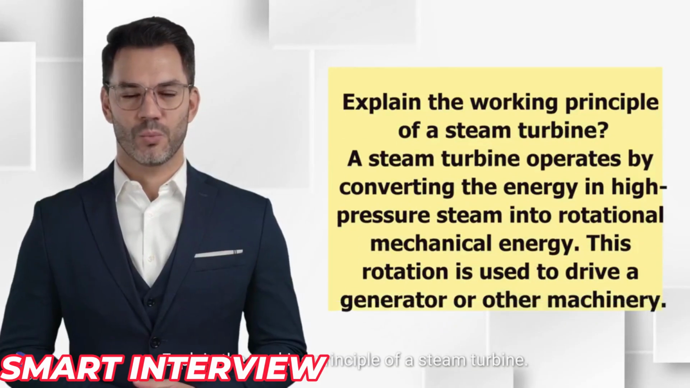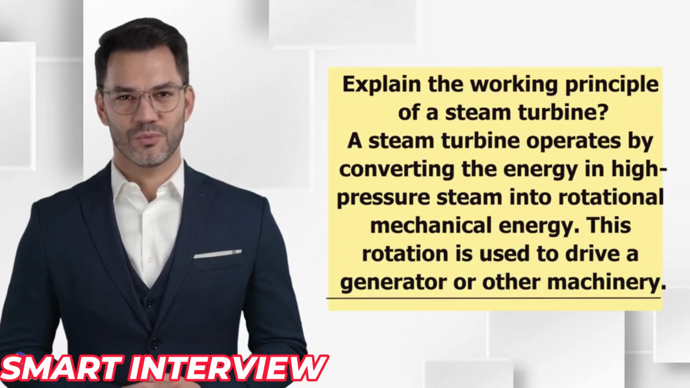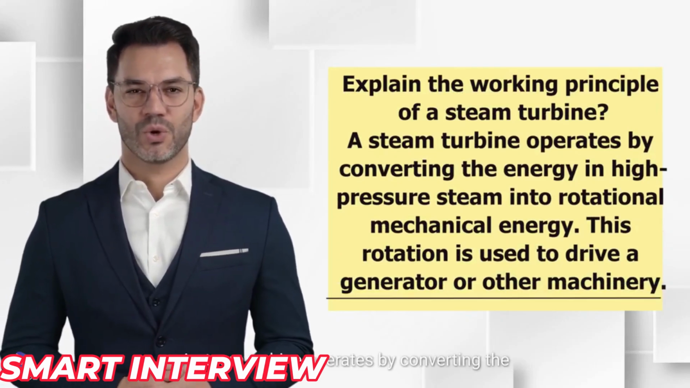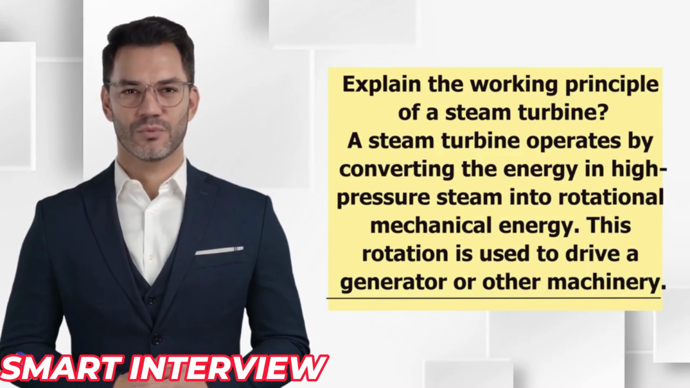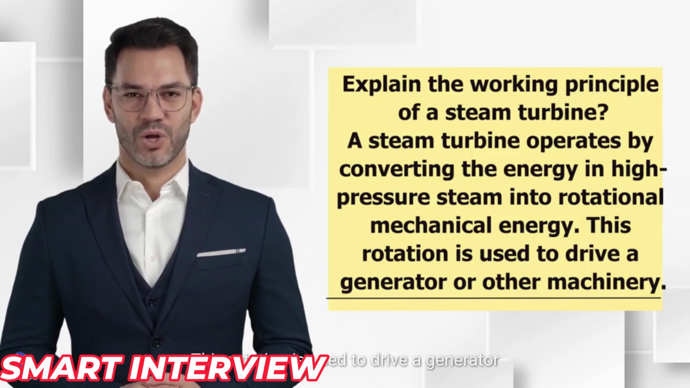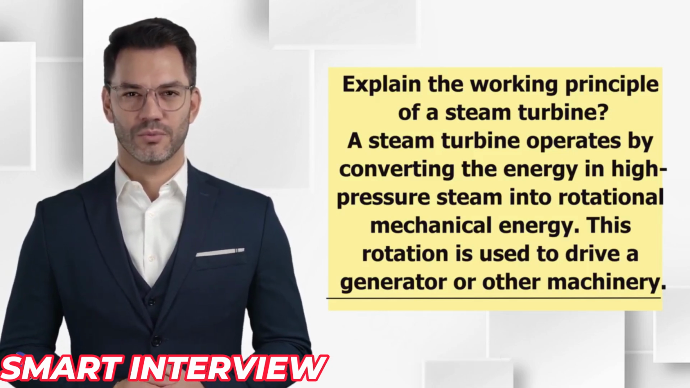Explain the working principle of a steam turbine. A steam turbine operates by converting the energy in high-pressure steam into rotational mechanical energy. This rotation is used to drive a generator or other machinery.